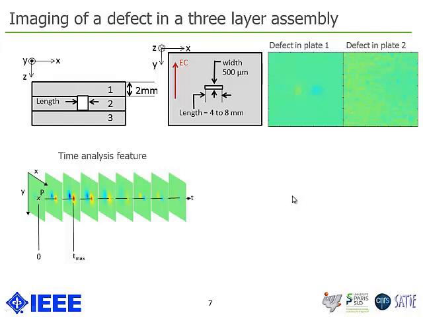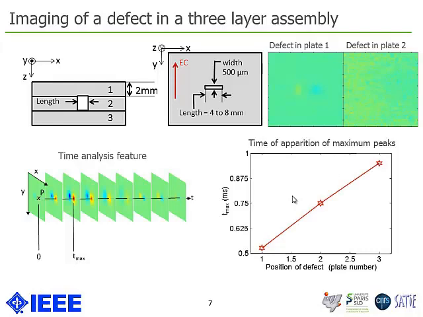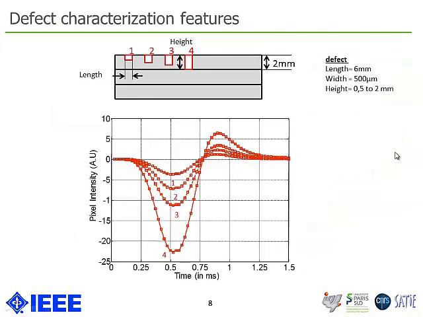So another analysis, a time analysis, may be carried out, in which you could see that the time of apparition of the most intense pixel of the image will be strongly dependent on the position of the defect within the structure, here for the position in the first plate, the second plate, or the third plate.